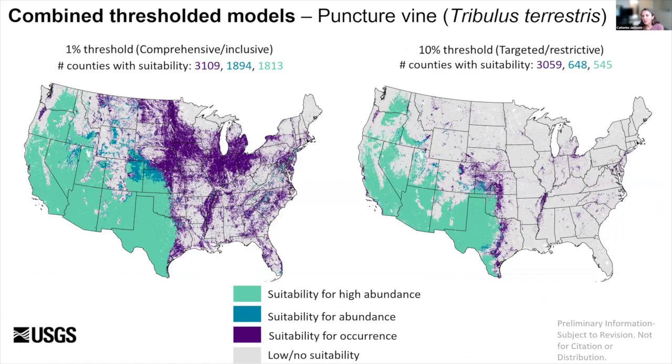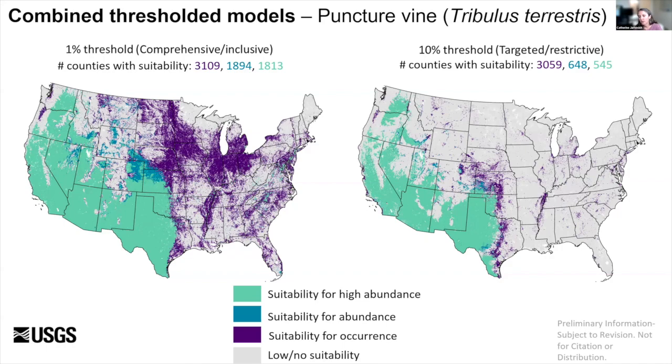And then we can also combine thresholded models. So we can take the occurrence model, which has continuous values from 0 to 1, and we can say anything above a certain value we're going to say is where it's suitable, anything below that is where it's not suitable for occurrence, and make that binary map of suitable, unsuitable. We can do that for all 3 model classes that we've created and then integrate those together.